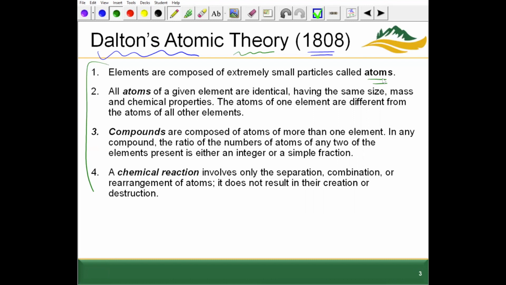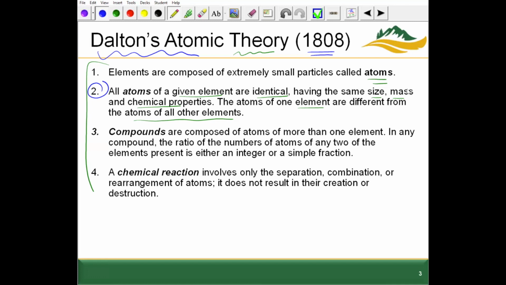The second point here, all atoms of a given element, be it carbon, oxygen, hydrogen, etc., are completely identical, having the same size, mass, and chemical properties. The atoms of one element, therefore, are different from the atoms of all the other elements. This one is going to be important because we come back and prove why part of this point of Dalton's atomic theory happens to be incorrect.